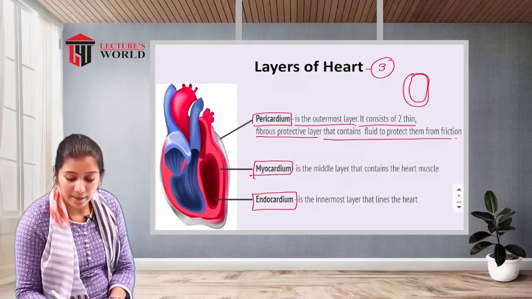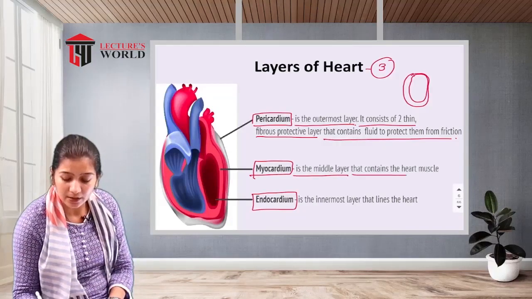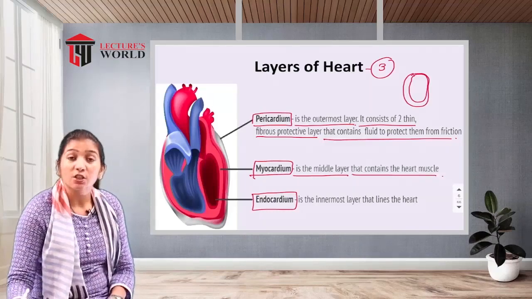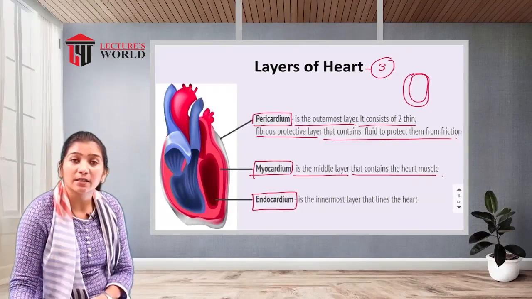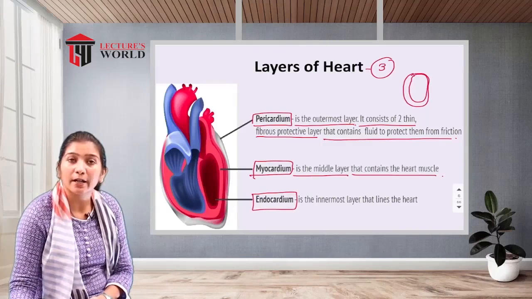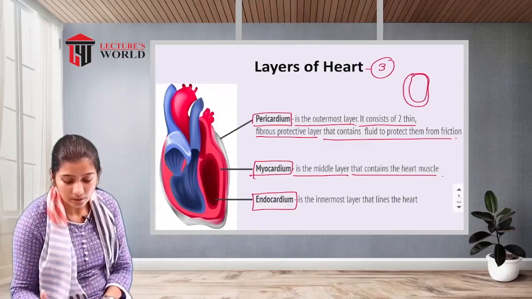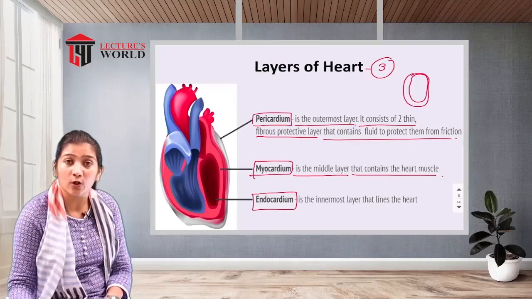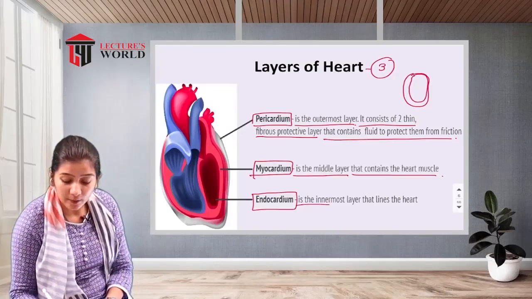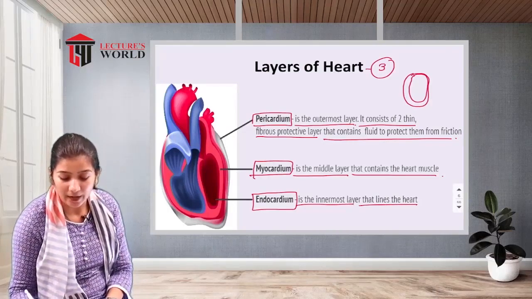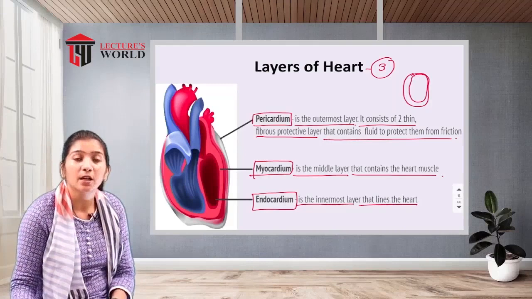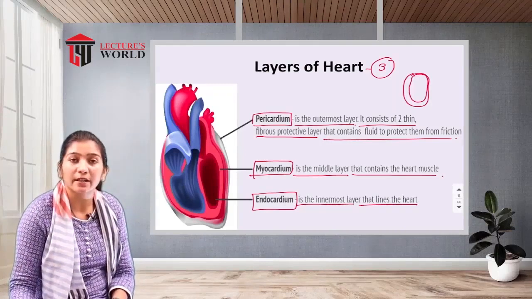Next layer is a myocardium. Myocardium is a middle layer that consists of the heart muscles. So specialized cardiac muscles are present in the myocardium layer of the heart. And the last one is the endocardium. It is the innermost layer that lines the heart. So the endocardium is the innermost and the last layer of the heart.